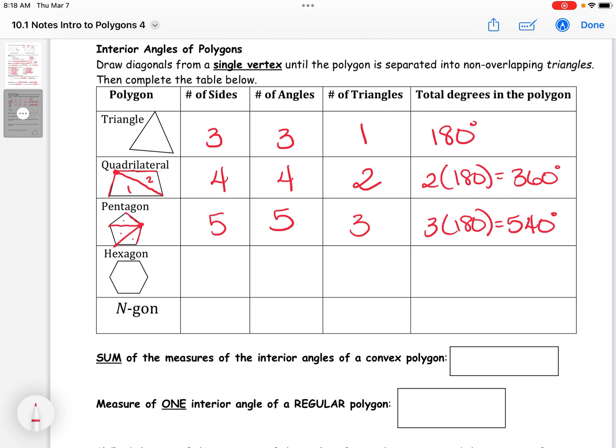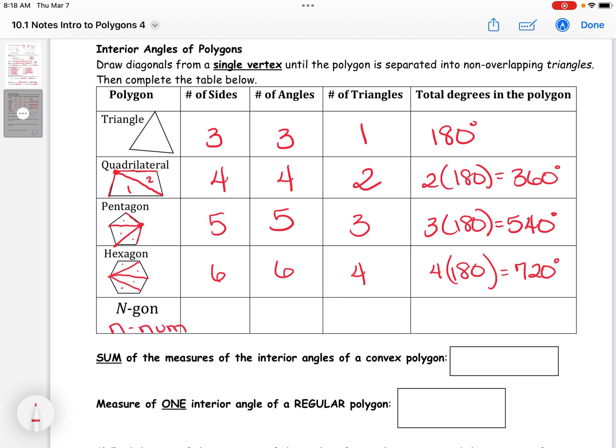Yeah, 540. Okay. So you should start seeing a pattern. Hexagon has 6 sides and 6 angles. Guess how many triangles we can make? I hope you said 4. So we have 4 times 180. 720.